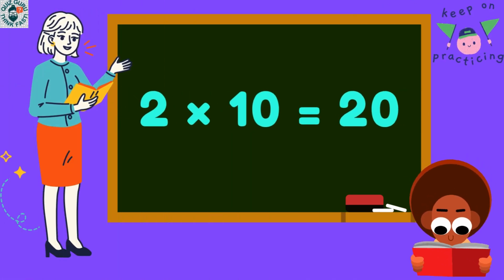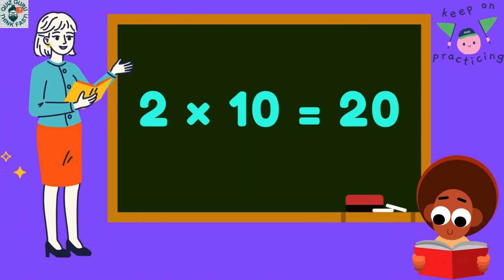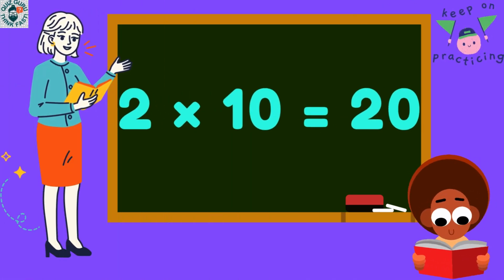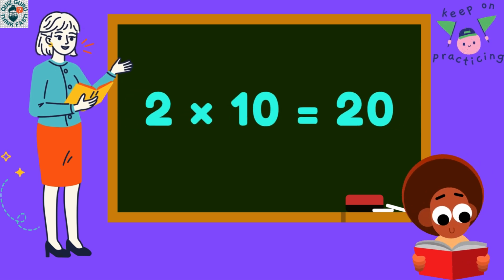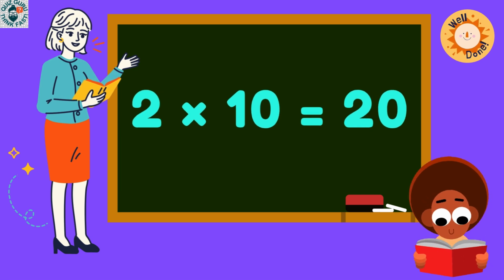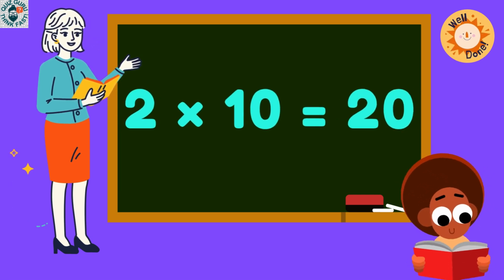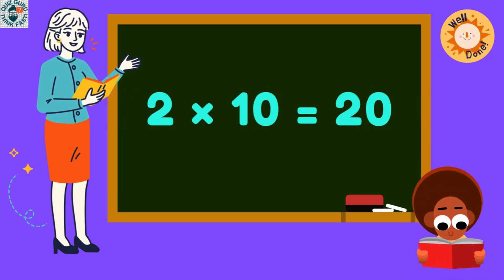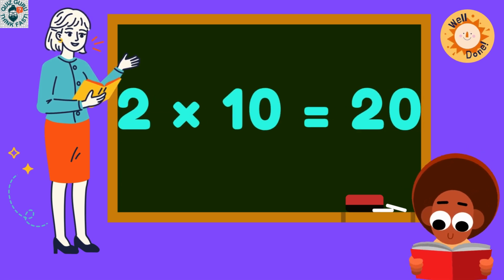2 times 10 is 20. 2 times 10 is 20. 2 times 10 is 20.